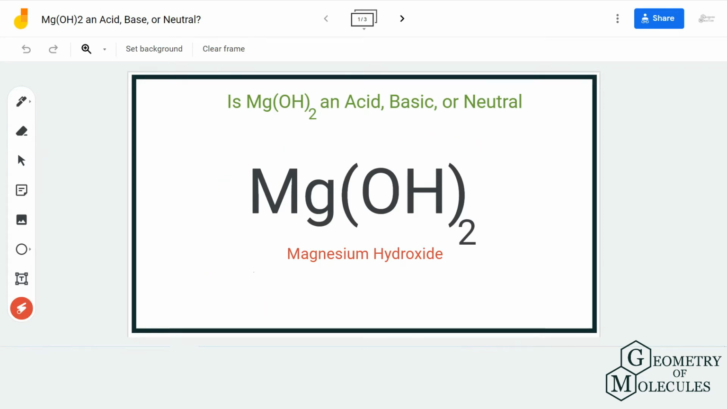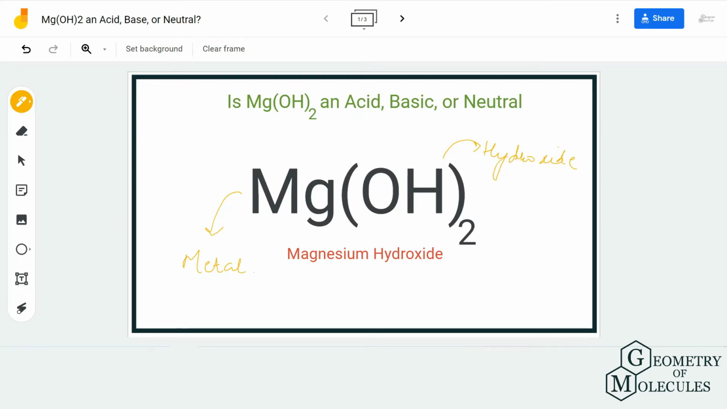In today's video we are going to help you determine if Mg(OH)2, that is magnesium hydroxide, is an acid, base or neutral when dissolved in water. To start with, we first need to determine the type of compound this is. Here you can see that it consists of Mg, which is a metal, and an OH group, which is a hydroxide group, and because there is a hydroxide group in this compound, it is a base.